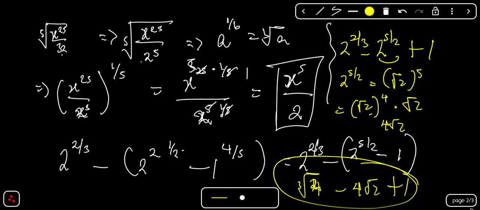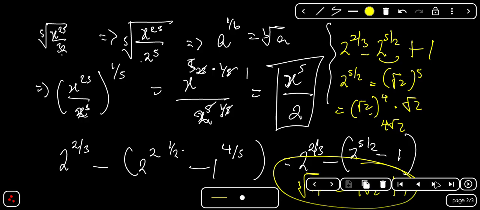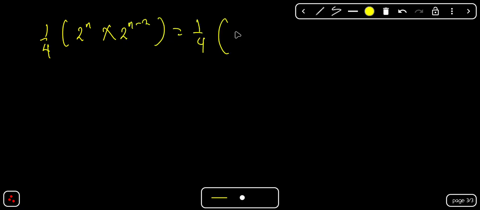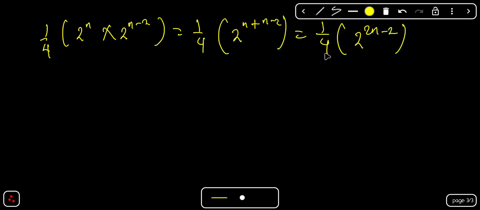Okay guys, so I have another problem for us to solve, and here's the problem. We have 1 over 4, then into bracket 2 raised to the power of n multiplied by 2 raised to the power of n minus 2. So this will be equal to 1 over 4, then into bracket 2 raised to the power of n plus n minus 2, and that will be equal to 1 over 4 into bracket 2 raised to the power of 2n minus 2. Then take note that 4 is 2 raised to the power of 2.